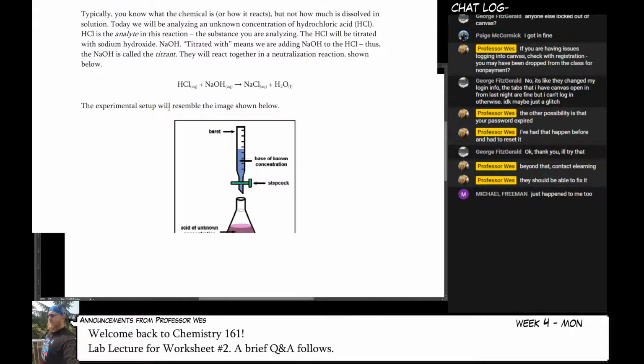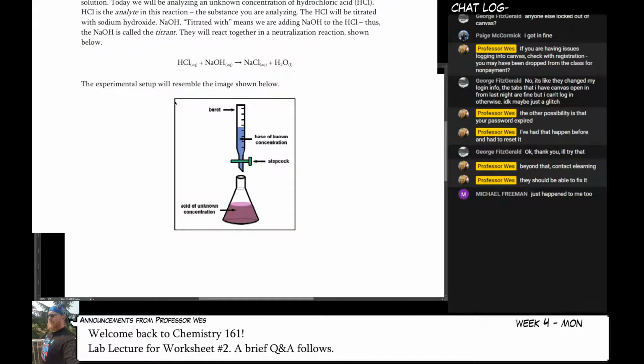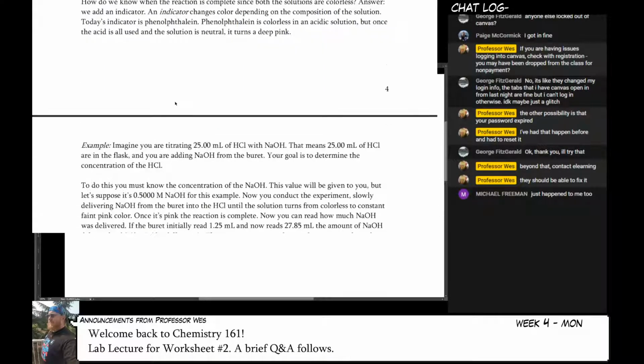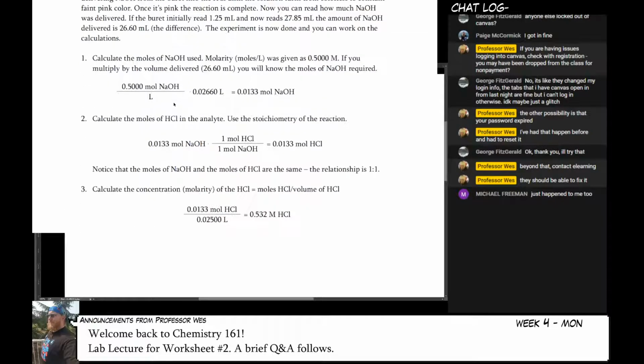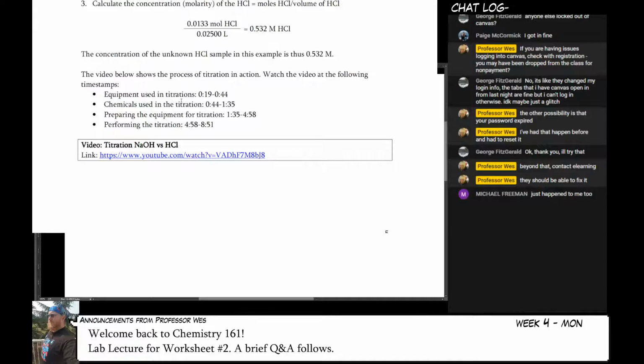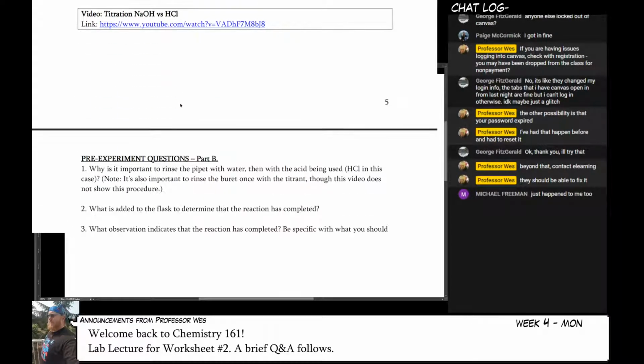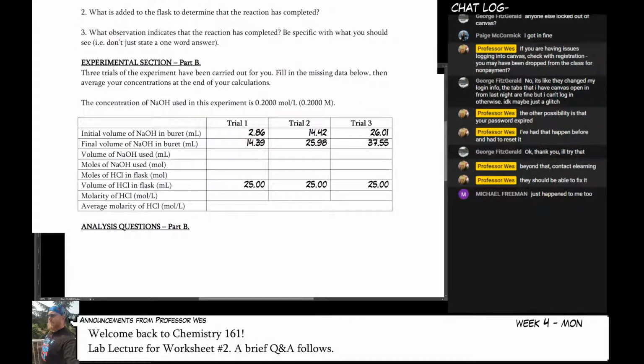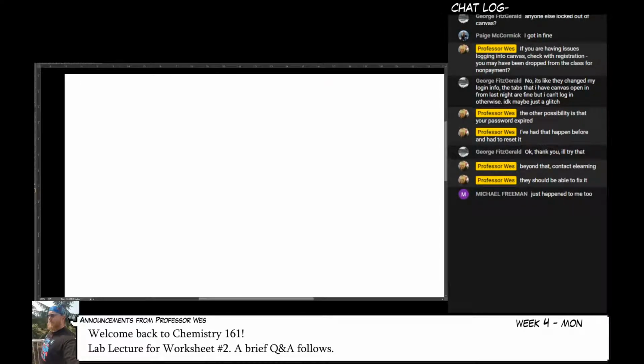The way that we're going to do this is we're going to have one of these be a known concentration, and then the other one will be unknown. I believe that the sodium hydroxide is the known amount. I show you how to do some basic molarity calculations, and then I have a video for you to watch the titration. Yeah, okay. So we have a known molarity of sodium hydroxide. So let's go to this and draw what's happening.